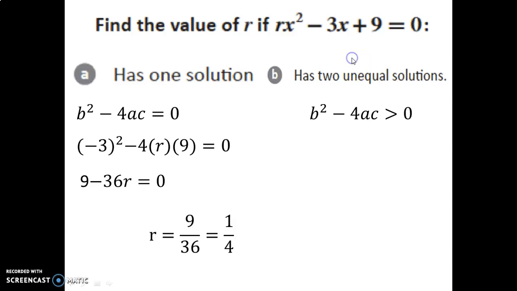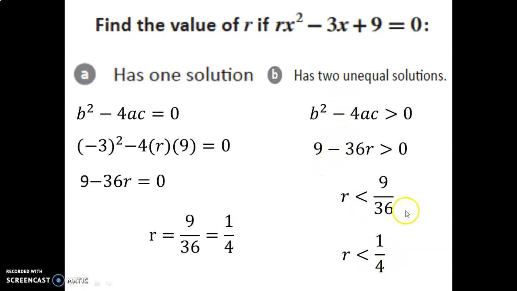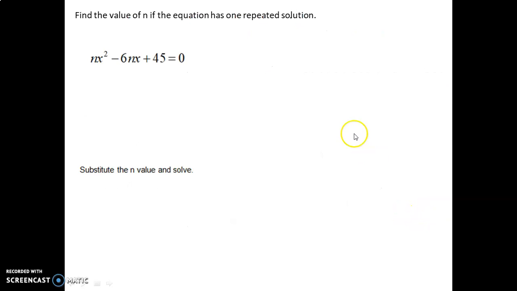Okay, great. How about b? Try b. Okay, in b, the discriminant must be greater than 0 because we're looking for 2 unique solutions or unequal solutions. So same thing, you set it up, but now it must be greater than 0, and therefore it's the same answer as we got here, right? But now we have a different symbol because we know that r values can be any value below 1/4. So again, anything below 1/4 would produce a parabola that would then cross the x-axis twice, right? Okay, how about this one? Try this one out.